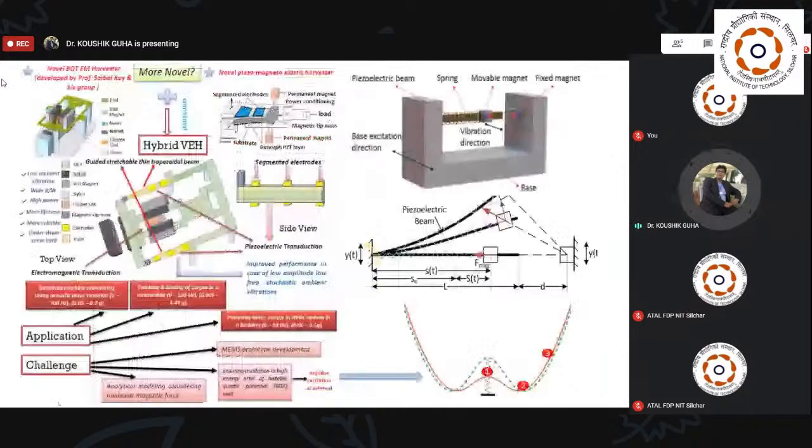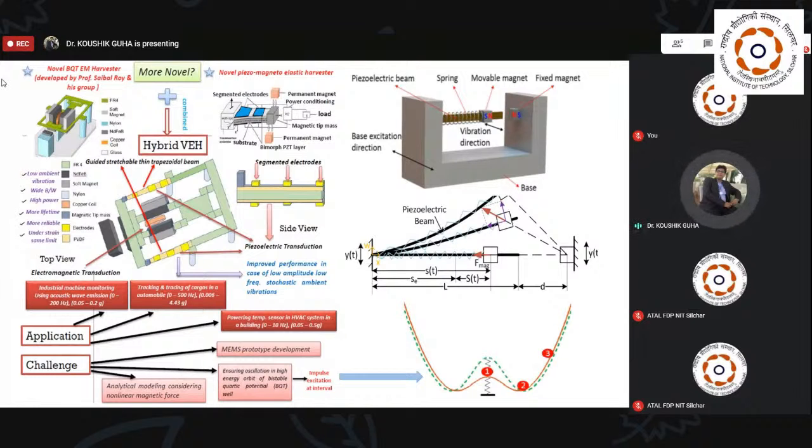If you want to make it more novel, then I have to combine this electromagnetic energy harvester with our newly developed piezoelectric energy harvester, and that will make a complete hybrid vibration energy harvester. So it has so many components. Performance wise, it will work at low ambient vibration, with wider bandwidth, high power, more lifetime, more reliability, and under strain safe limit. These are the very important parameters of any vibration energy harvester.